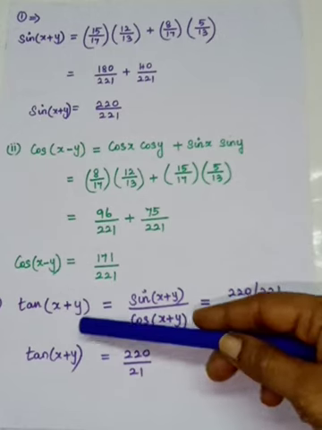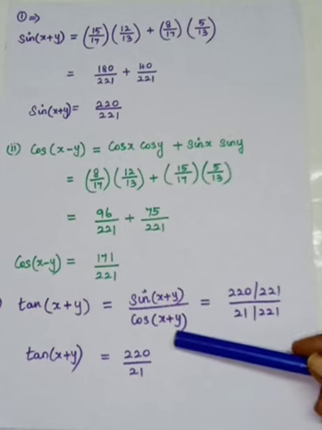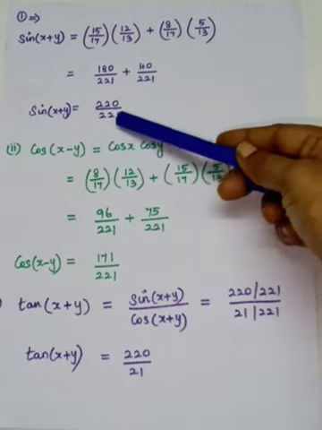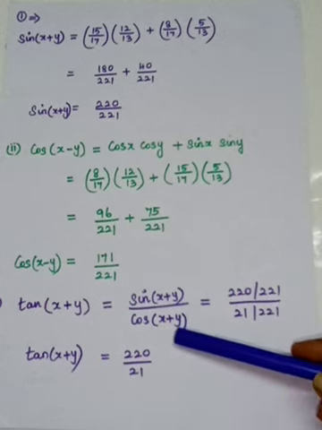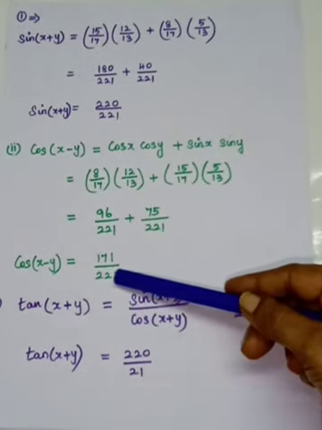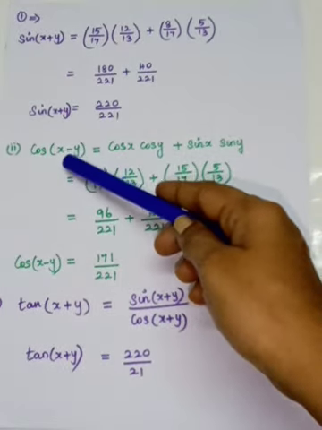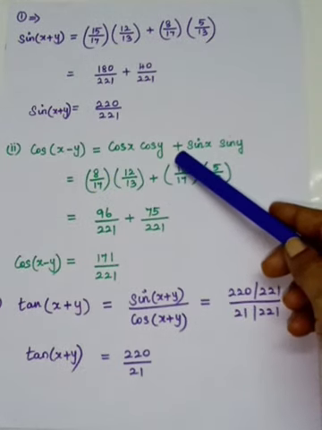Tan of x plus y can be written as sin of x plus y divided by cos of x plus y. Sin of x plus y I have found, it is 220 divided by 221. And cos of x plus y we didn't find. But cos of x minus y answer is here. So if cos of x plus y comes, what is the small change? Here you will have minus.